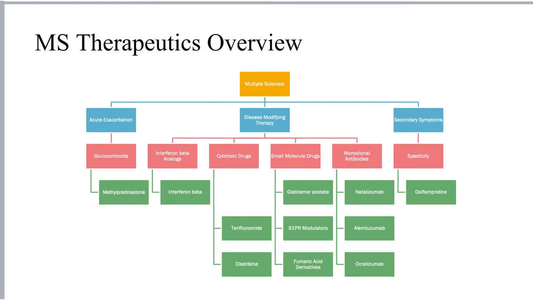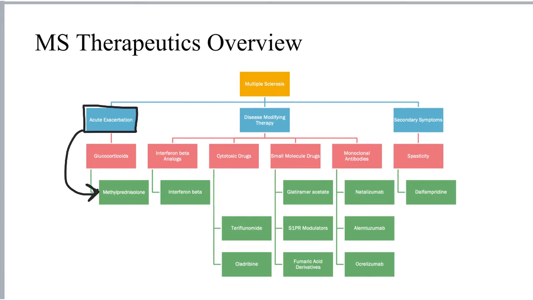Here is shown a broad overview of the MS therapeutics that we will cover. Again, there are many drugs to go through, and unfortunately, many of them have quite different mechanisms of action because they are drawn from cancer therapy, immune therapy, as well as other areas. The therapeutics are broadly divided into three areas: drugs that are used to treat acute exacerbations, and there's really only one drug for that, which is methylprednisolone.